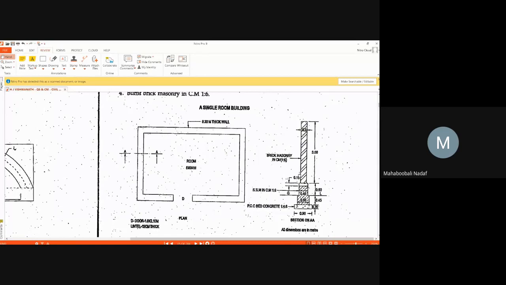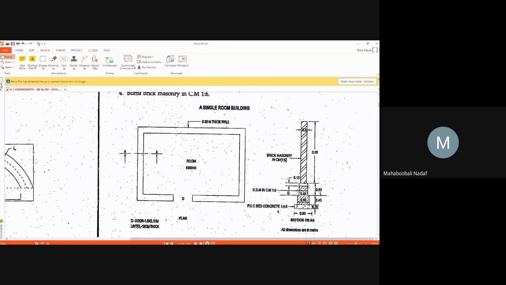Okay, now you come to this cross section. In the cross section, all the widths and depths have been given. There is a ground level here. Below the ground level, there is stone masonry, and above the ground level also there is stone masonry. Beneath the stone masonry, there is one PCC bed.